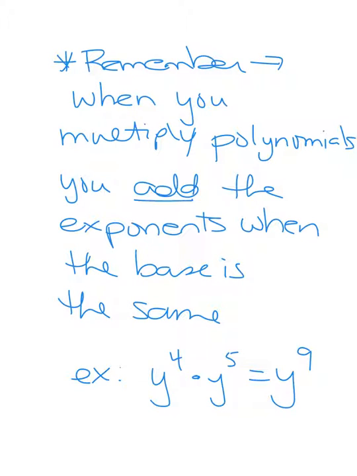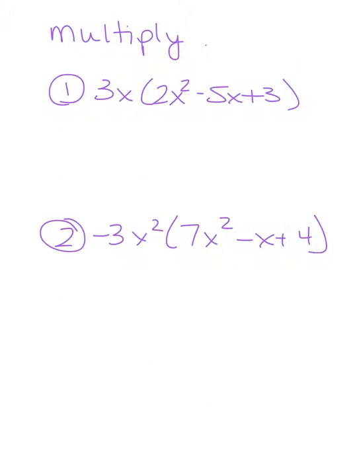One thing to remember is when you are multiplying polynomials, you are adding the exponents when the base is the same. So for instance, if I have y to the 4th times y to the 5th, the base is the same, it's both y, so we're simply going to add the exponents. 4 plus 5 gives us 9, so our final answer is y to the 9th.